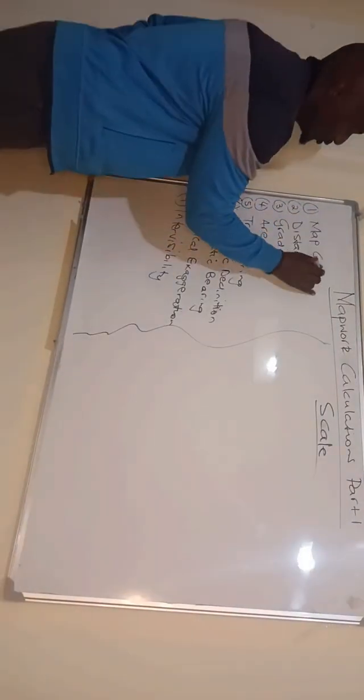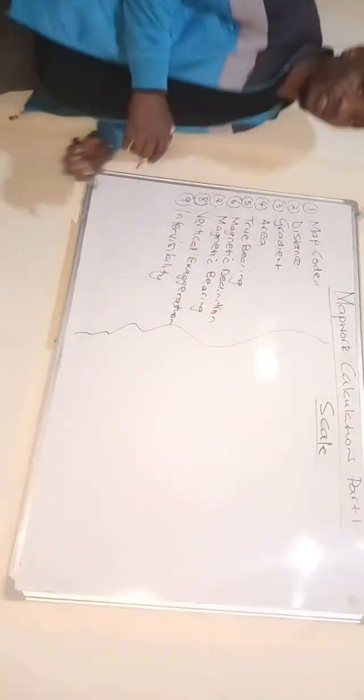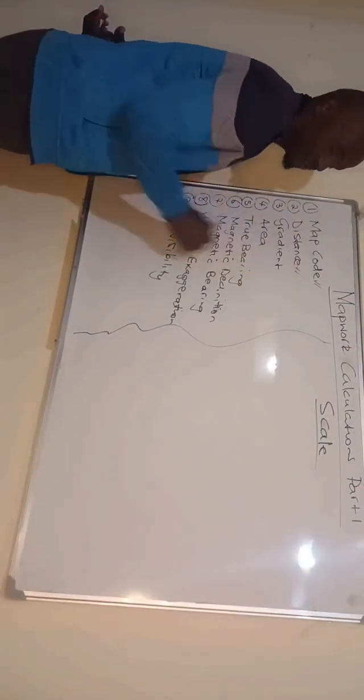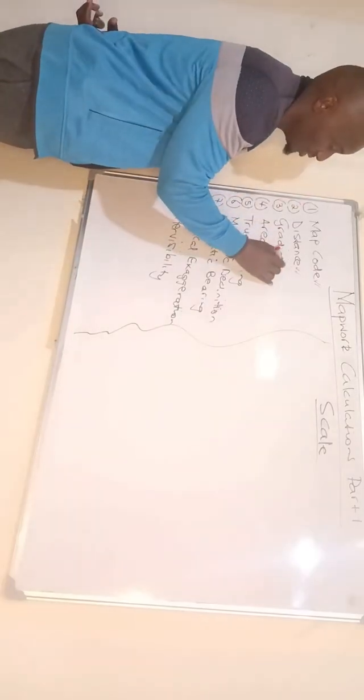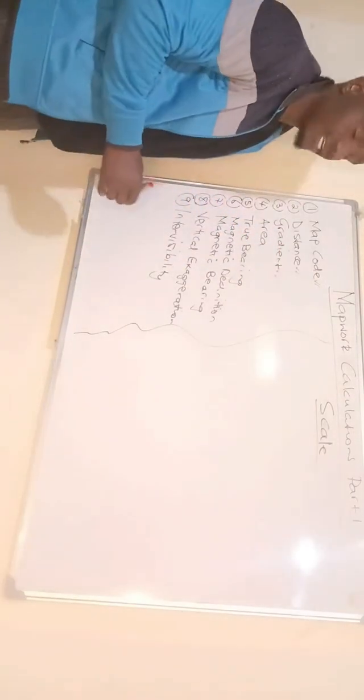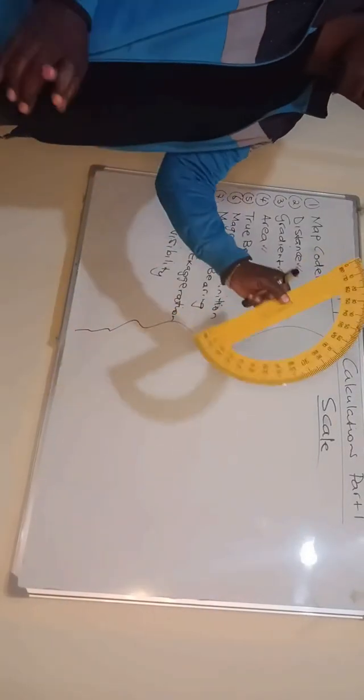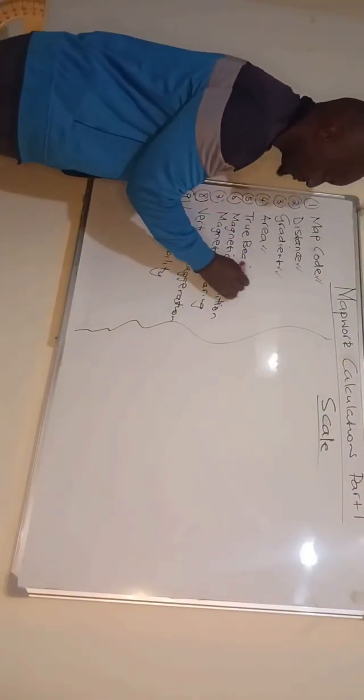Let me just start with an introduction of what we are going to do today. We are going to do map coding first. Then after that, calculation of distance. Then we calculate gradient. After that, we calculate our area. Then we move on to true bearing.